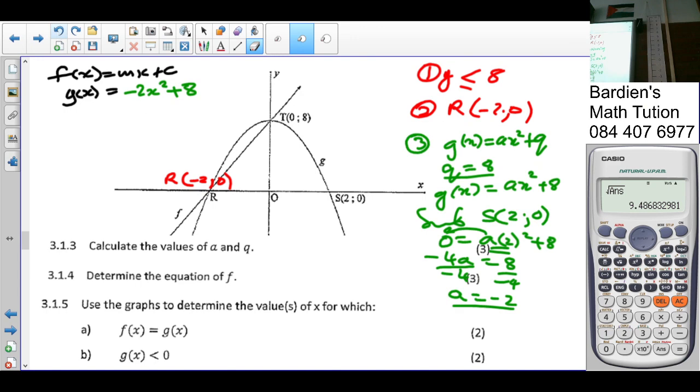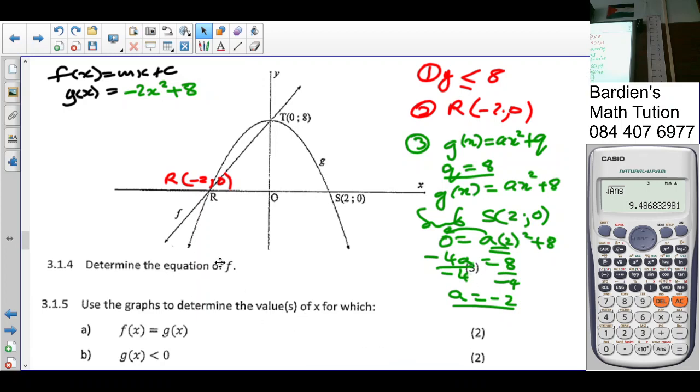Any confusion at this stage? No? So what I'm going to do is take this off here, as we have populated the diagram and affected the information that we've calculated. The next question says, determine the equation of f.